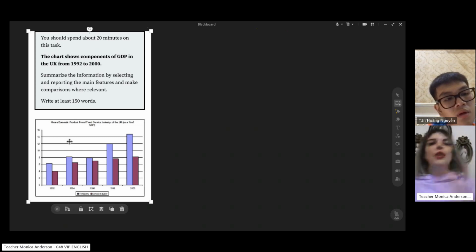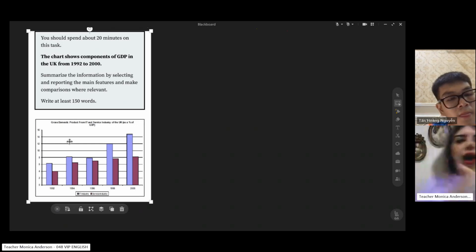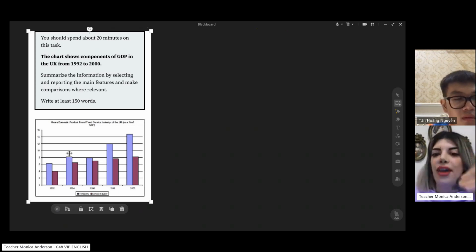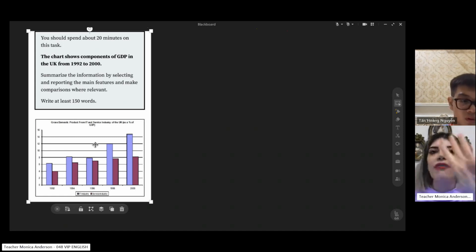Now we completed the writing up to 1996. I divided my chart into 2 sections. First, the beginning and similarities. Now, let's talk about the second section. However, over the following 4 years, the patterns of the 2 components were noticeably different. As you can see, from 1996, 97, 98, 99, to 2000, we have 4 years here.